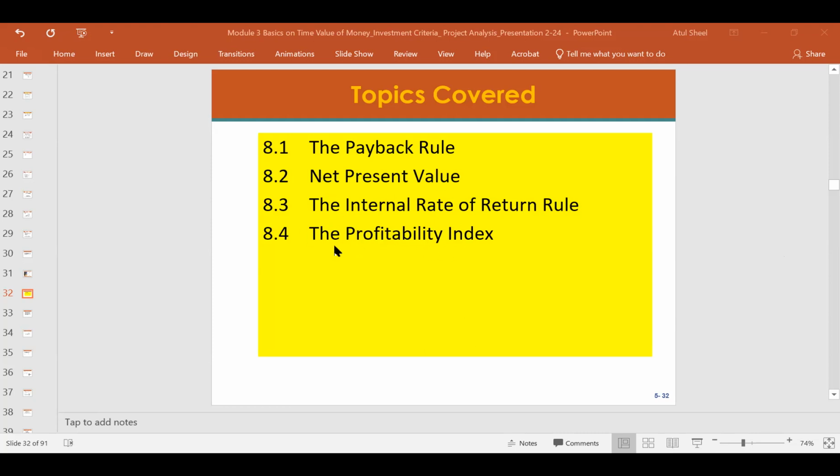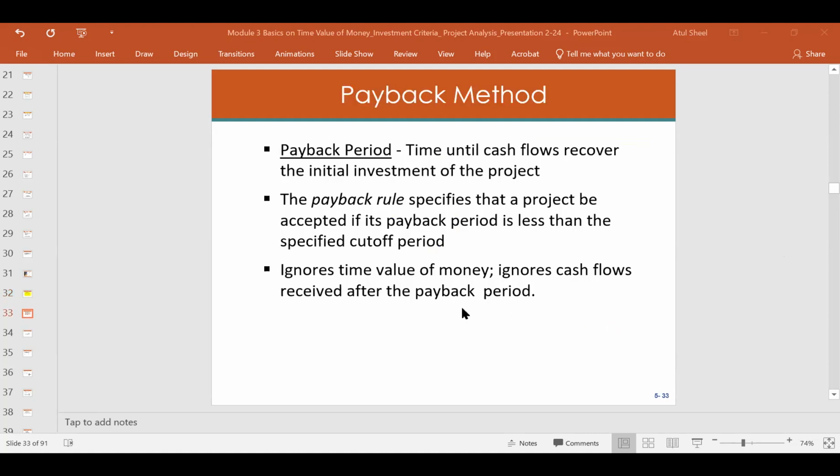2, 3, and 4 are all related. They are related very closely. And the foundation is 8.2, net present value. This is the most important thing. So just before we proceed, just to have an idea of what we are talking about.